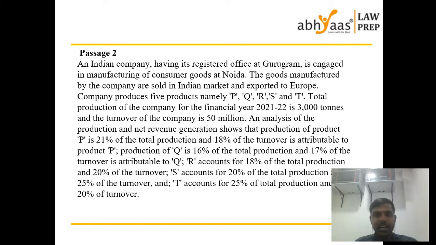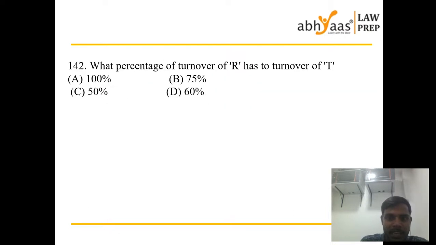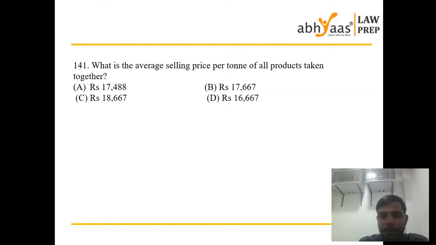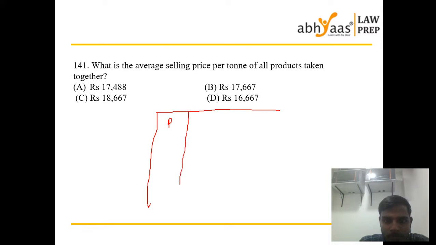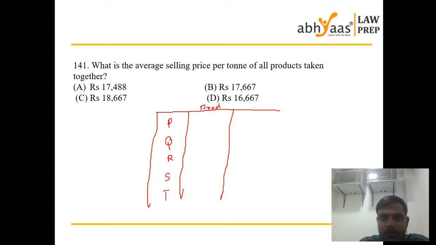Okay, so with the given data, I will try to write the percentage or the turnover of the five products P, Q, R, S, T, without multiplying, just the percentages. First, I will make a table for this. The first company is P, then Q, R, S, and T. These are the five companies. I will write production in one column and turnover in the second.